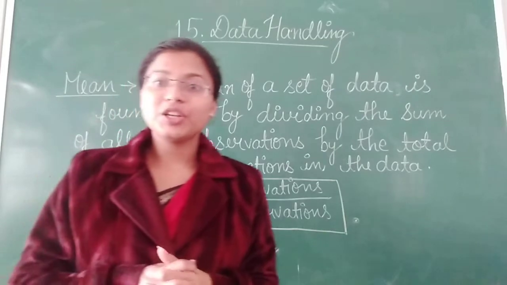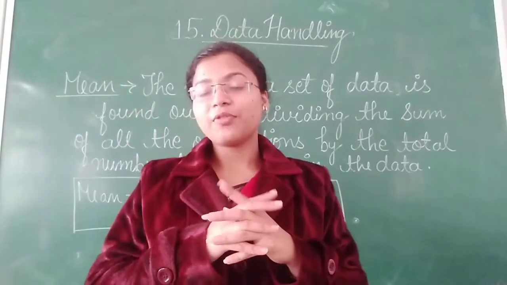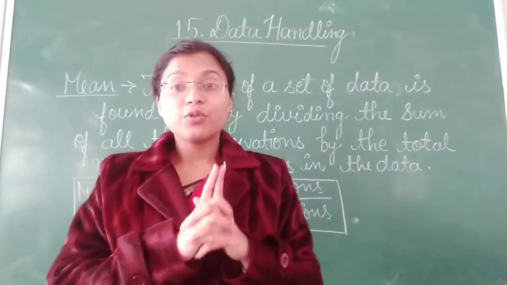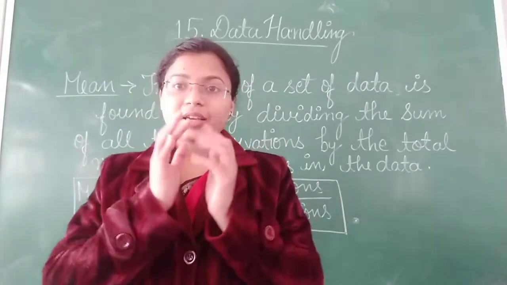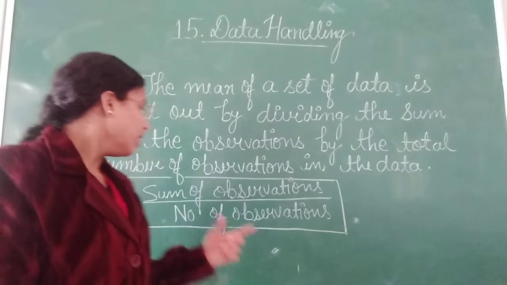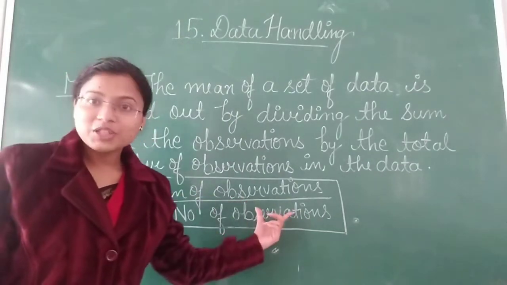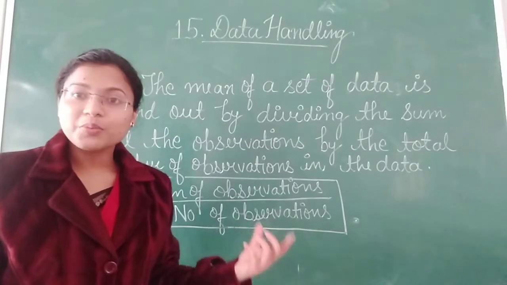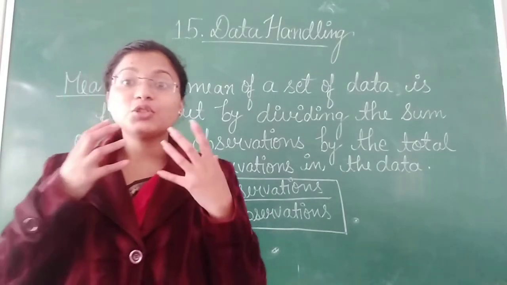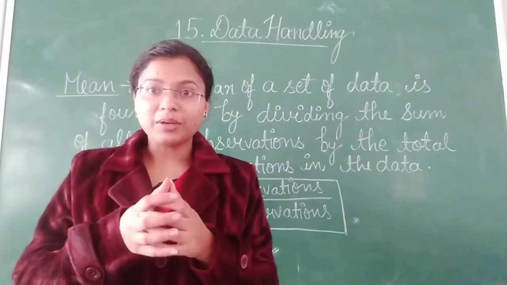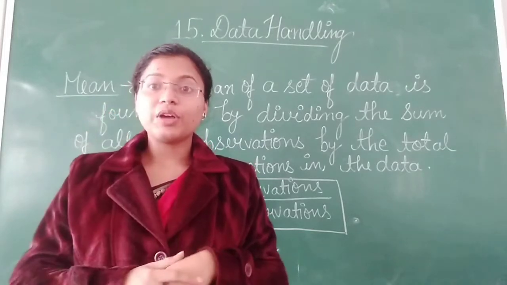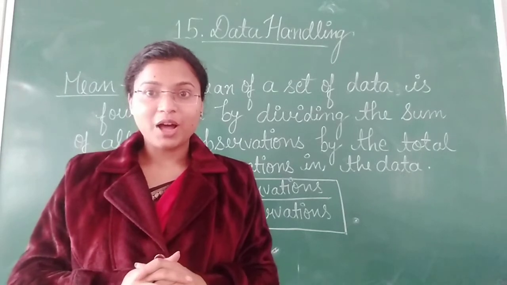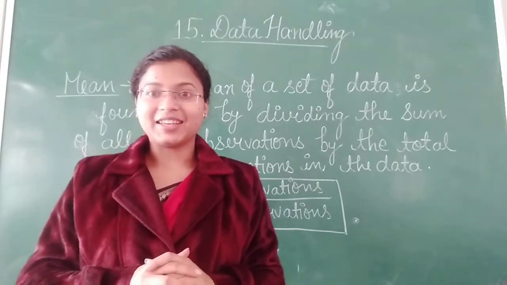Suppose in a question you have 5 natural numbers: 1, 2, 3, 4 and 5. First you have to add them all and you will get the sum of the observations, and upon the total number of observations, that is, how many total numbers you have, which is 5. So when you calculate, you will get the mean value. Now let's start our exercise.